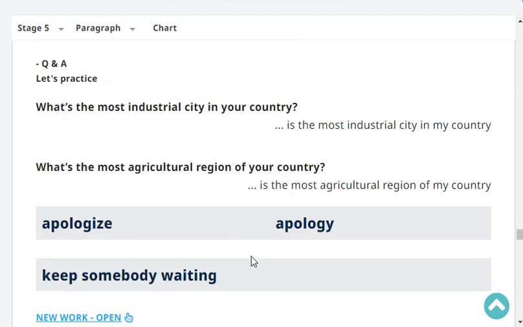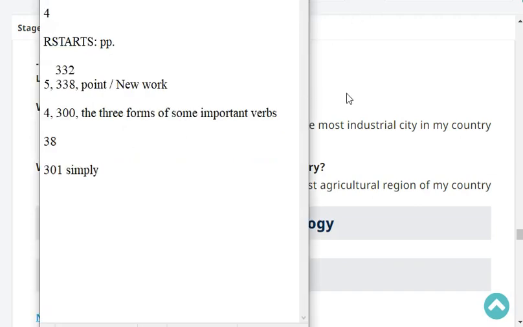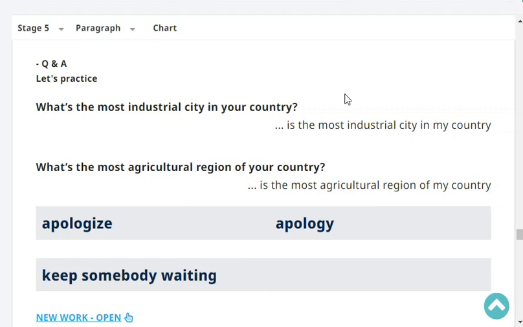Okay, let's practice. What's the most industrial city in your country? Tokyo is the most industrial city in my country. What's the most agricultural region of your country? Hokkaido is the most agricultural region in my country. Very good.